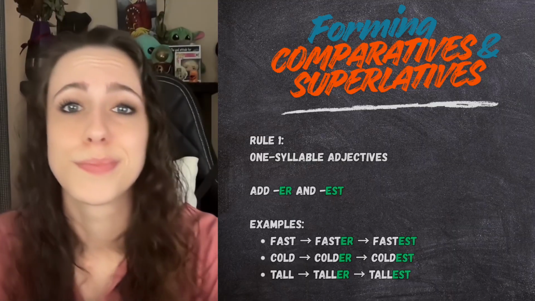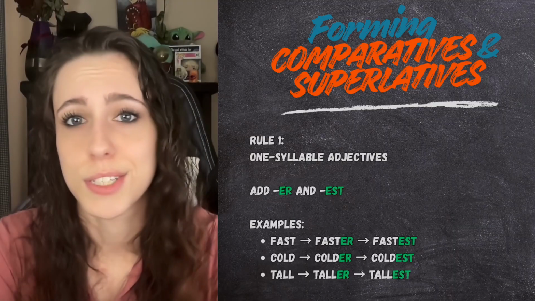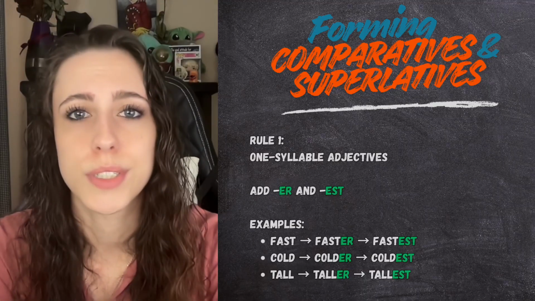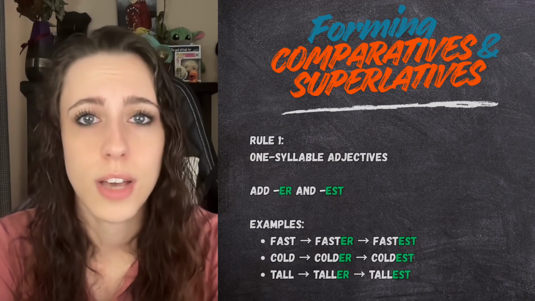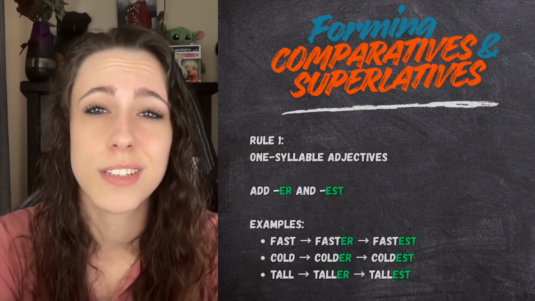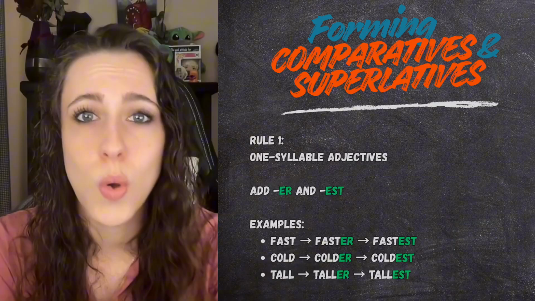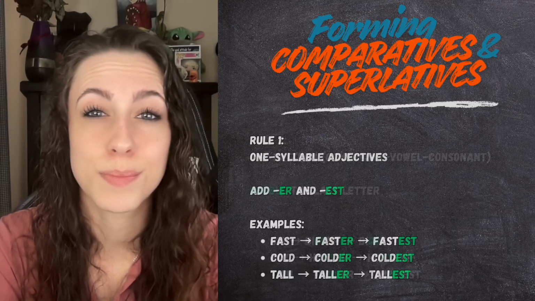Now let's have a look at forming comparatives and superlatives. I want to break this down into a few rules so that you can understand the rules and even some of the exceptions. Rule 1. Single syllable adjectives. We add er and est to the end of the word. For example, fast, faster, fastest, cold, colder, coldest, tall, taller, tallest.